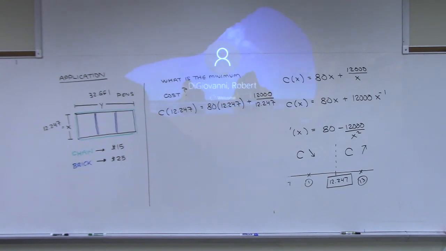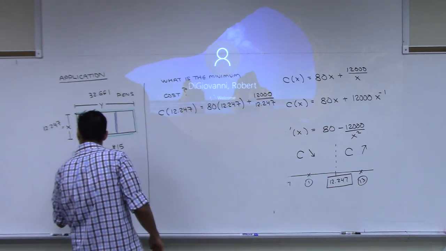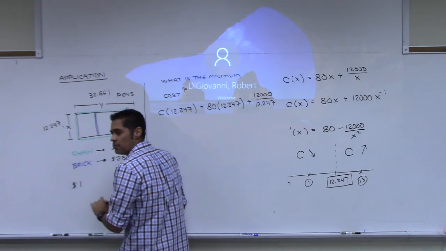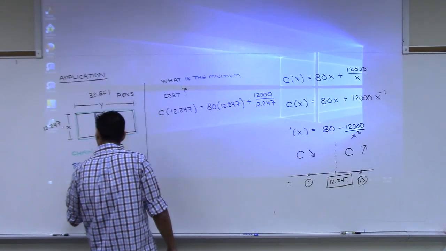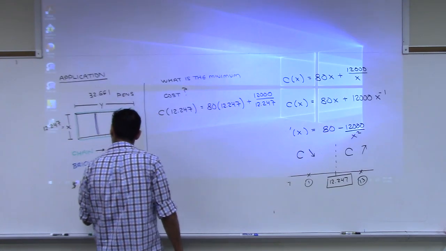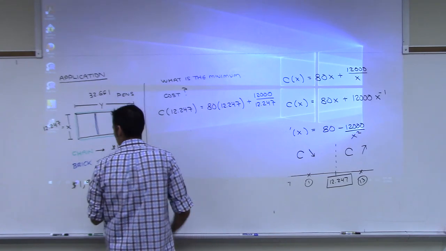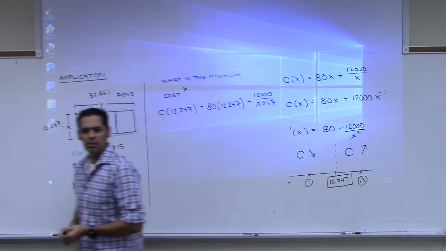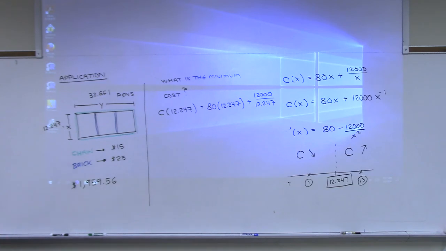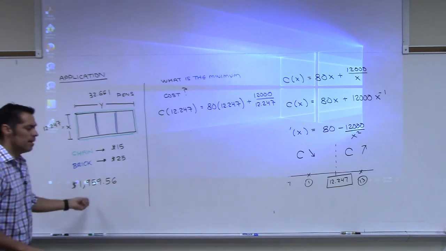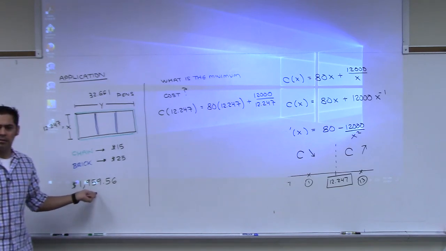Okay, so what'd you get? 1,959. 1,900? 959 and 56 cents, roughly. I mean, there's probably some rounding in there. Everybody else get that? Everyone else got that number?